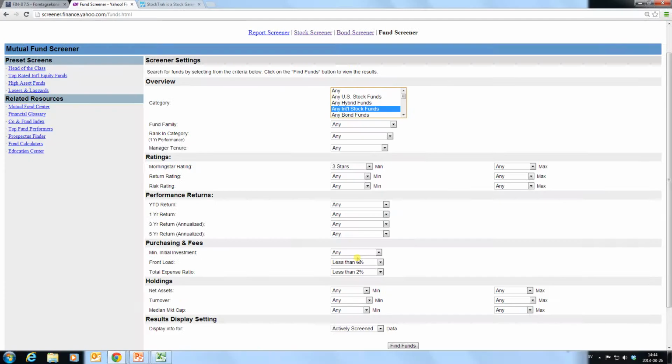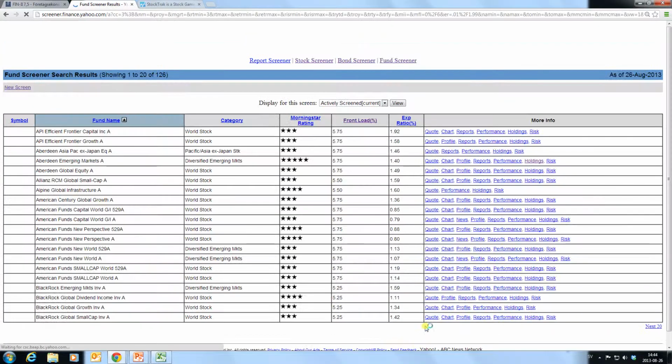Okay, so going back to here, now I've chosen the international stock funds, the Morningstar rating of 3 or higher, and I see the front-end load and the expense ratio. Okay, so let's try and find any of these funds.